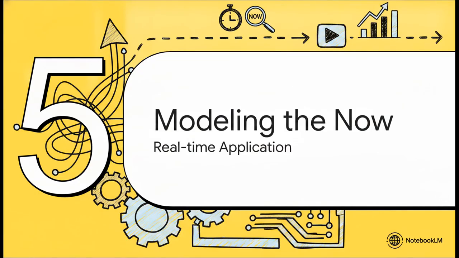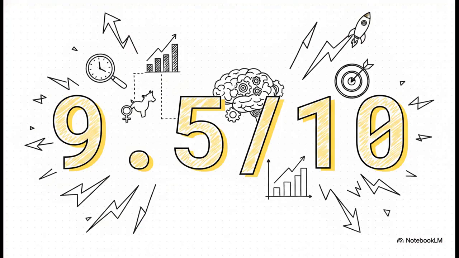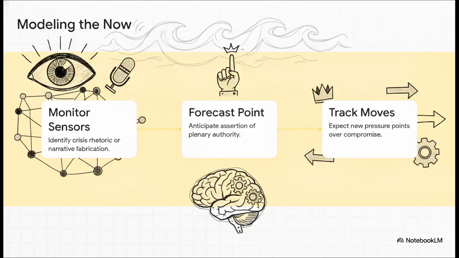Which brings us to a really fascinating twist in Section 5, modeling the now and its real-time application. Because it turns out the true value of this algorithm isn't in debating history or guessing the distant future at all. When you take this framework and hand it to a real-time analyst as an operational lens to anticipate events exactly as they are unfolding, the evaluation score absolutely skyrockets to a 9.5 out of 10. It gets this massive score because it essentially decodes the logic of escalation for the analyst in real time.